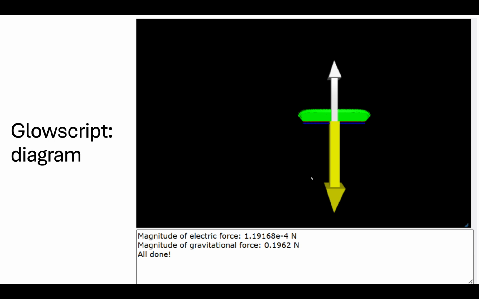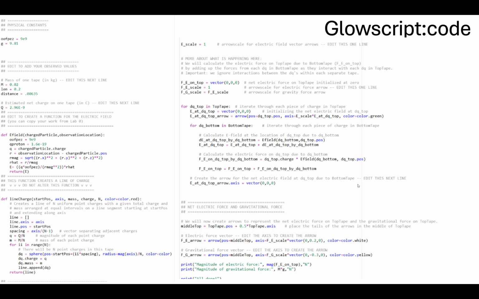So this is my diagram from the GlowScript. And then some of the code that we used. We have our constants. This is what we found on our first lab for finding the electric field of a particle, and then we basically add all those particles up and throw them on the diagram.